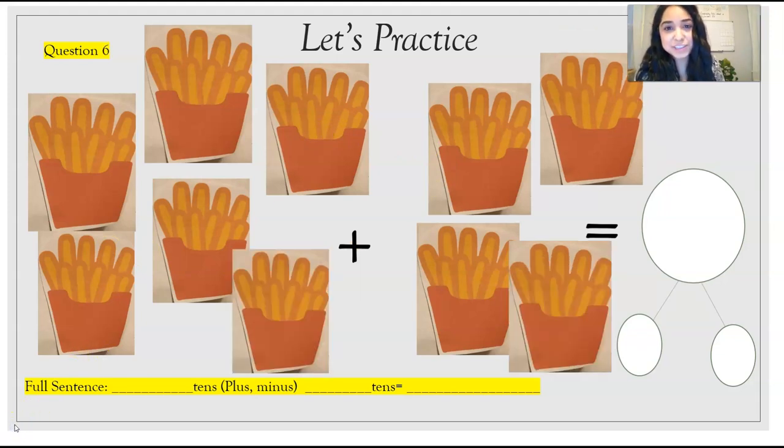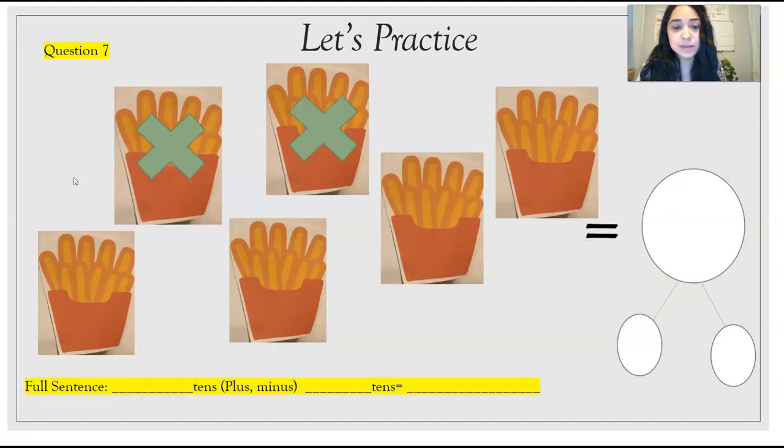Here we have question 6. It looks like the fries have multiplied. We have so many groups of 10, but I am confident that you guys will be able to count them and do your number bonds and write your number sentences. So go ahead and pause the video if you are doing this on a sheet of paper, or continue working on it on the slideshow.